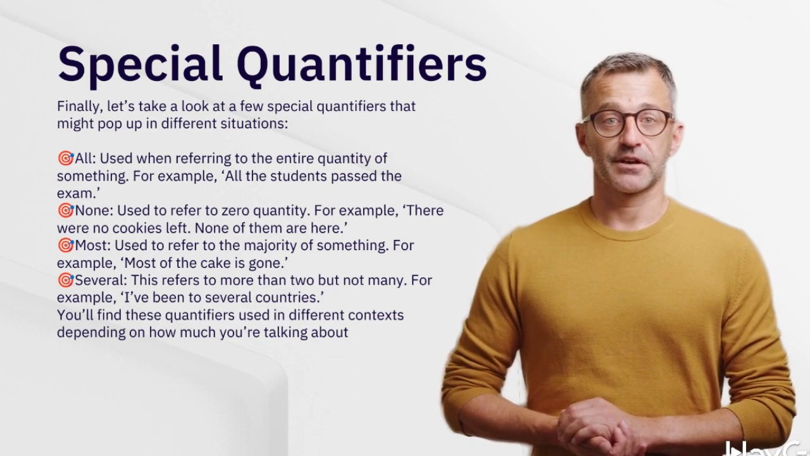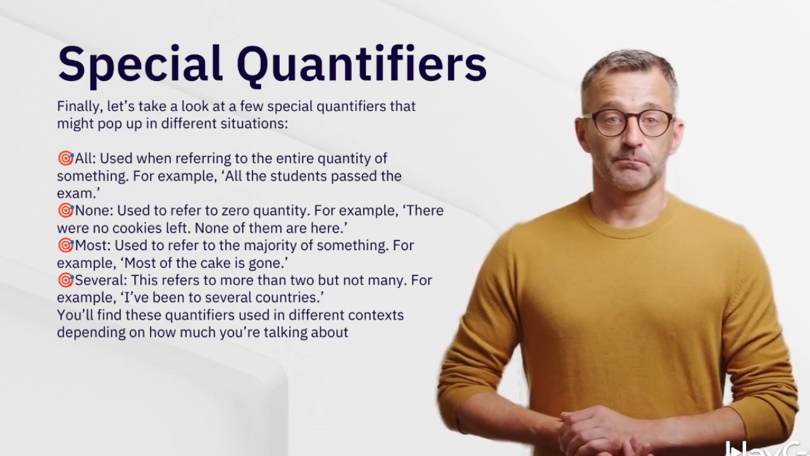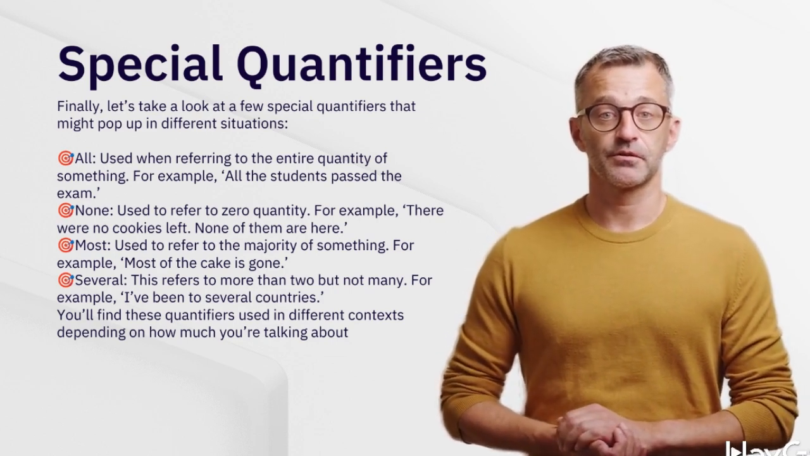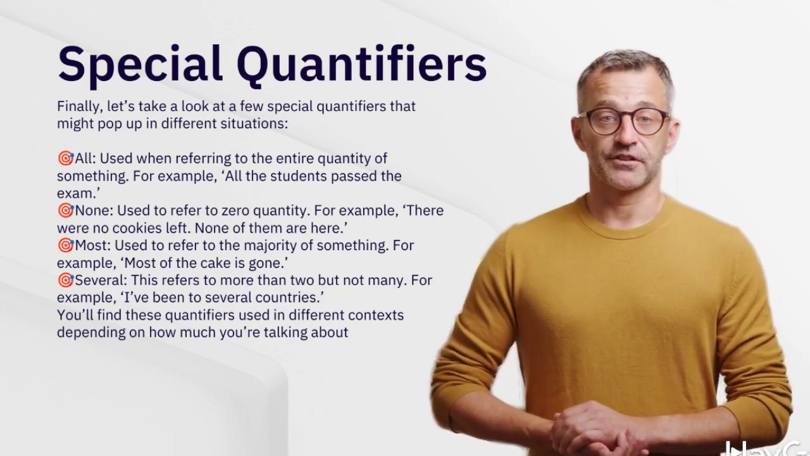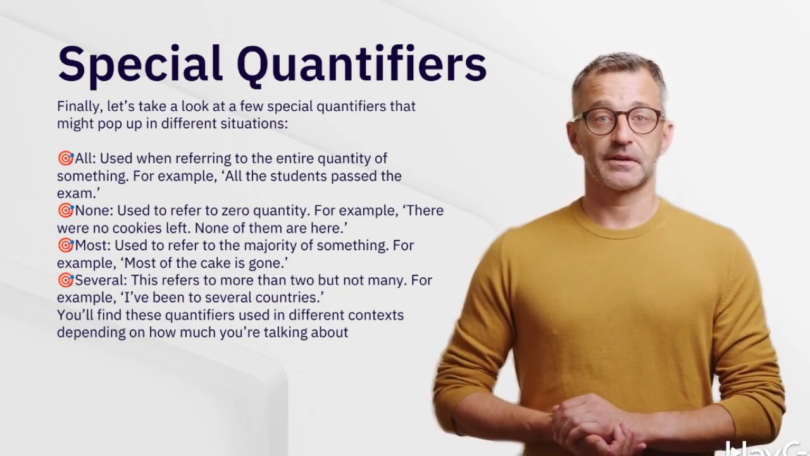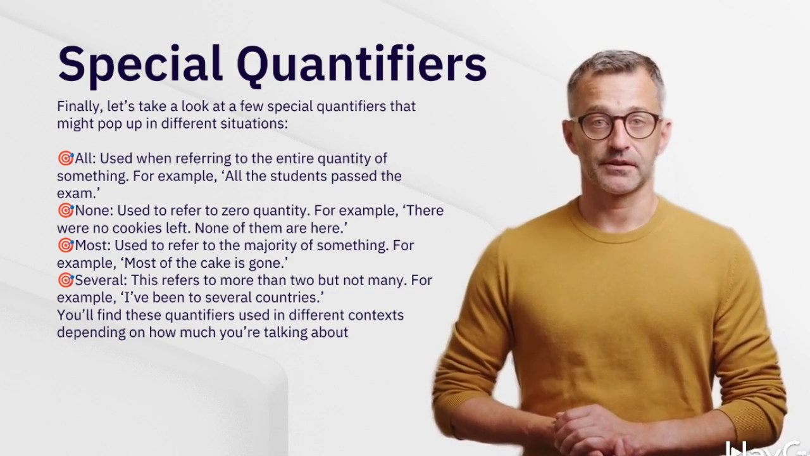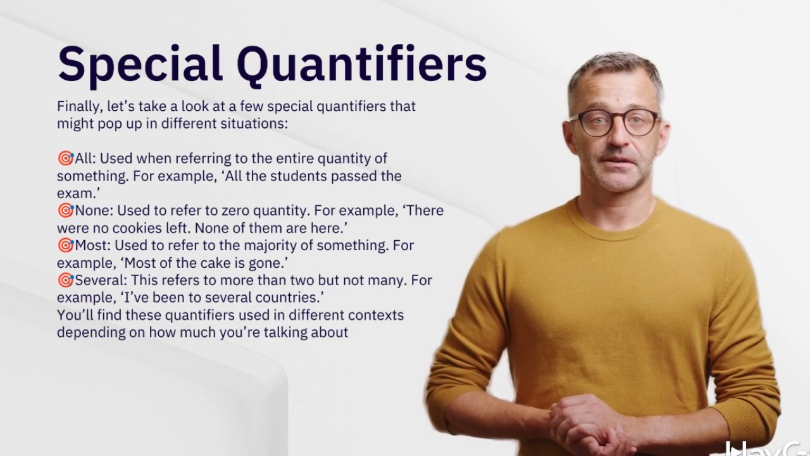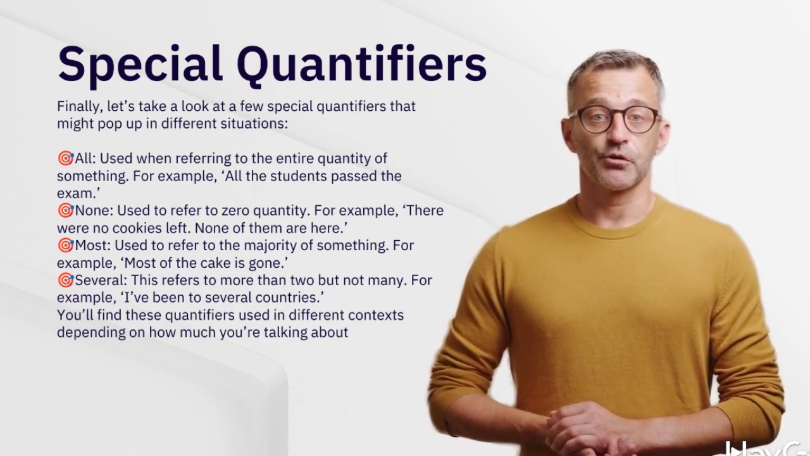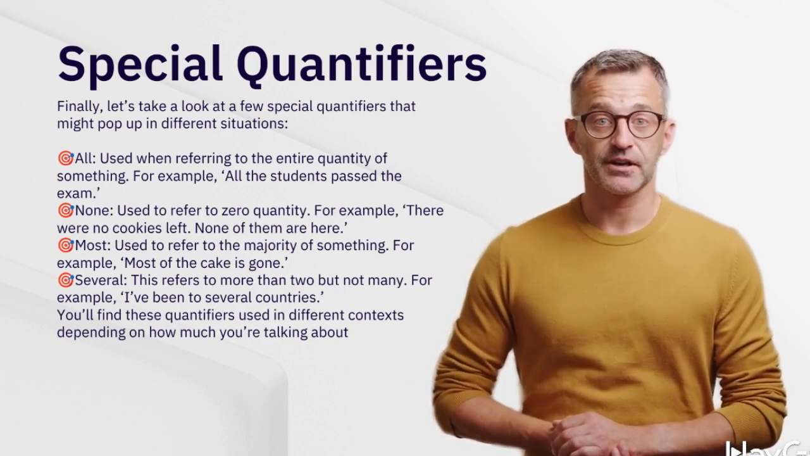Finally, let's take a look at a few special quantifiers that might pop up in different situations. All, used when referring to the entire quantity of something. For example, all the students passed the exam. None, used to refer to zero quantity. For example, there were no cookies left. None of them are here.